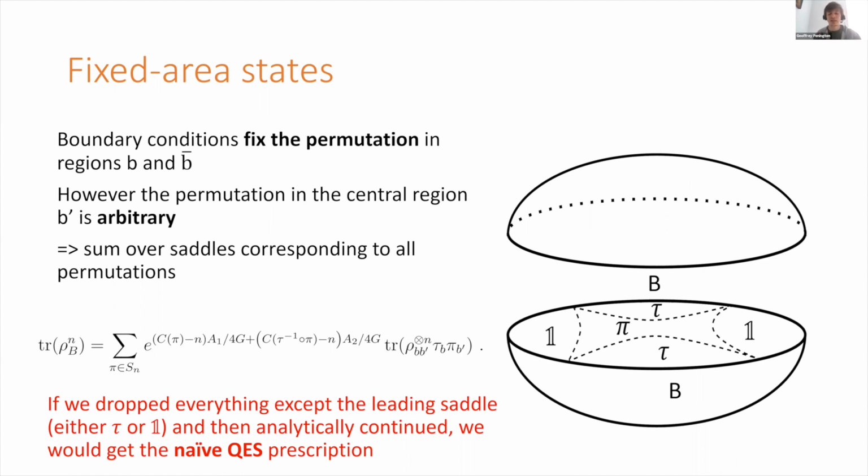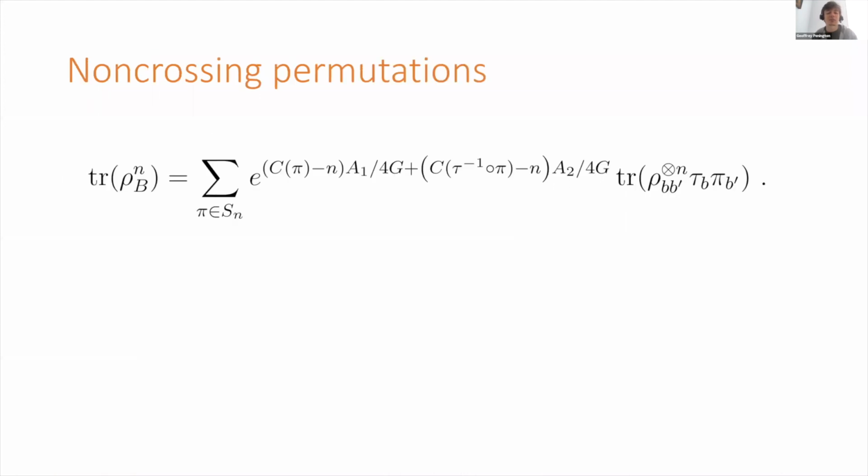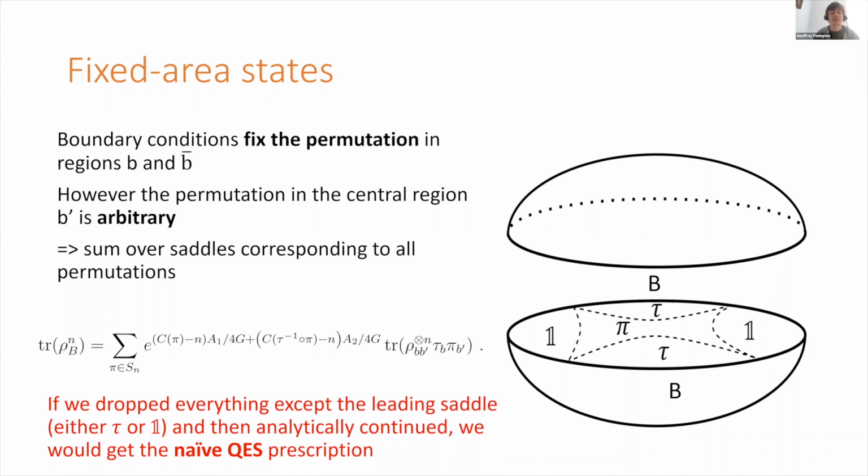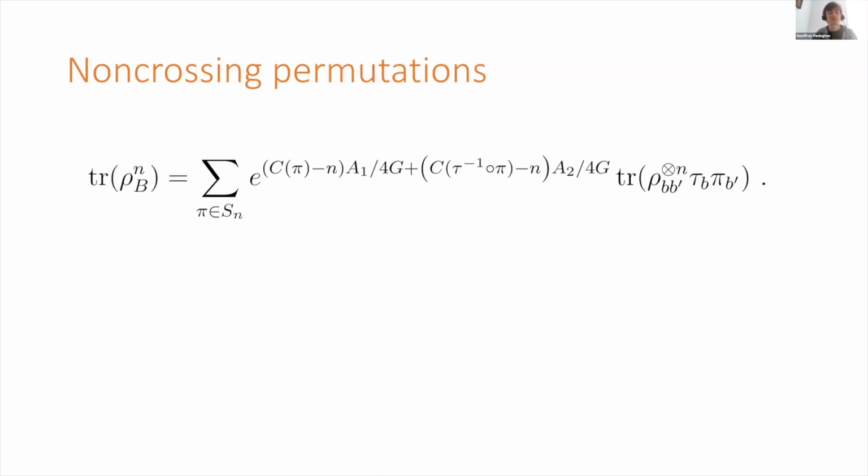Okay, so that's basically the Lewkowycz-Maldacena derivation for these fixed area states. However, we know that that's the wrong answer. So we're going to try and avoid doing that. And instead, we're going to try and keep all of these saddles, or at least all the relevant ones. And hopefully that will fix the problem and we'll get a more sensible answer. Hopefully that was the approximation that was the mistake.